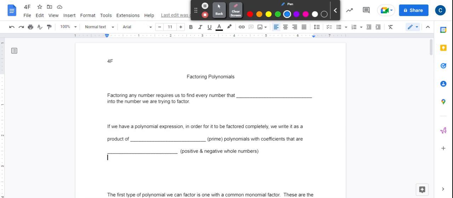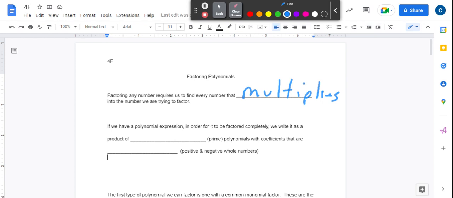Okay, a video here for the 4F notes on factoring. If we're going to factor any number, we have to find every number that multiplies into the number that we're trying to factor. Okay, we're trying to find the multiples of all the numbers that we're trying to factor in.